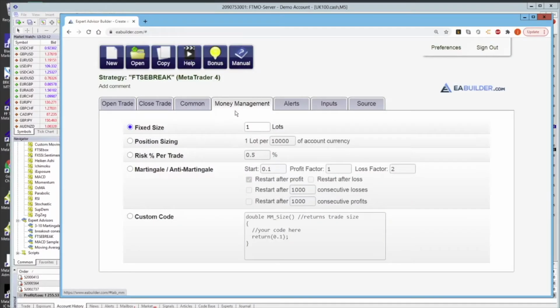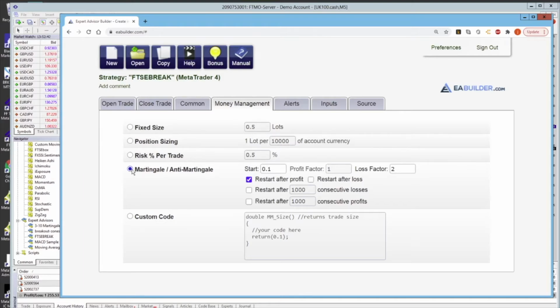So let's hop into the tool and have a look at how easy it is to do money management in EABuilder. So here's the money management tab within EABuilder, and as you can see it's fairly straightforward. We can have a fixed number of lots per trade, and we can change that if we wanted to go a lot smaller or bigger. We can go on position sizing, and therefore it will scale up the lot sizes per size of the account. We can work on a risk percentage per trade, which is what I prefer to do. We can go through martingale if that's what we believed. If we had a very high probability of an outcome, then this would possibly be an option.